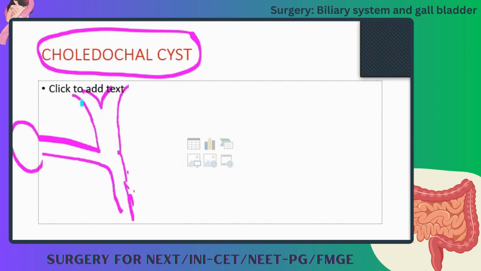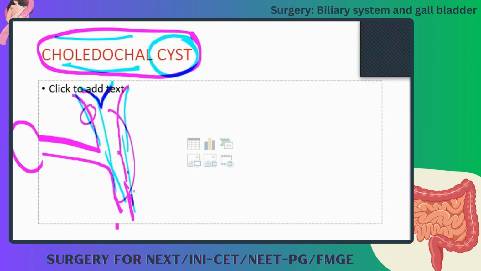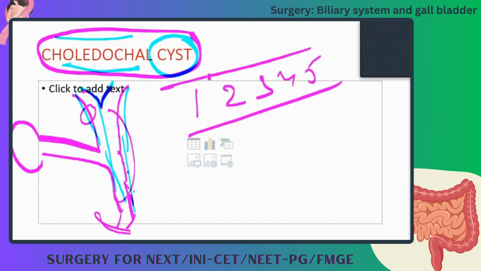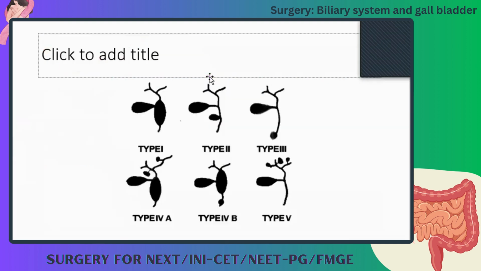Here, this whole thing is the biliary tree. A cyst anywhere in the biliary tree, a congenital dilatation of the biliary tree, is known as a choledochal cyst. Based on where it occurs, it may occur here only, it may occur in the entire tract, or it may occur in the duodenum. So based on it, there are 5 types of choledochal cysts. We'll see what those types are.